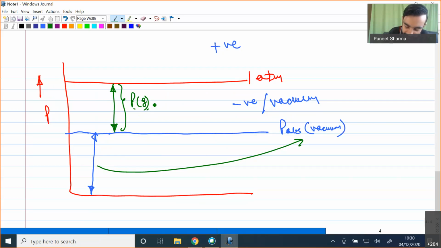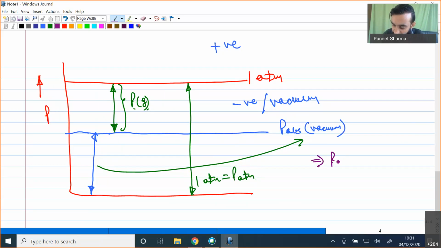Now we already know that if I measure with reference to absolute, this is my 1 atmospheric pressure, or I should write it as the P atmospheric line. So I can clearly write from here that the absolute pressure in vacuum is equal to P atm minus P vacuum in gauge, so minus P gauge vacuum.